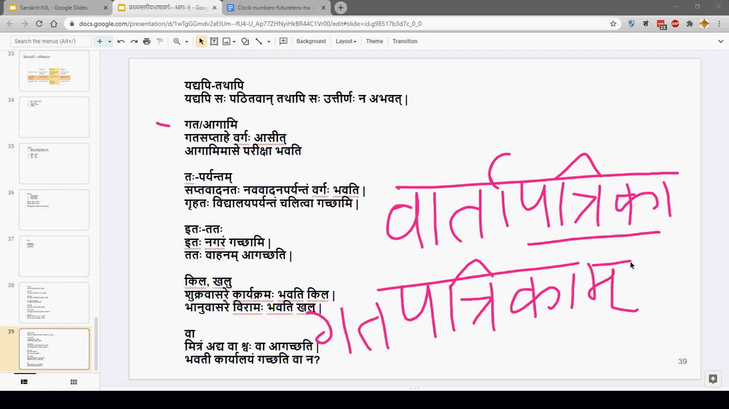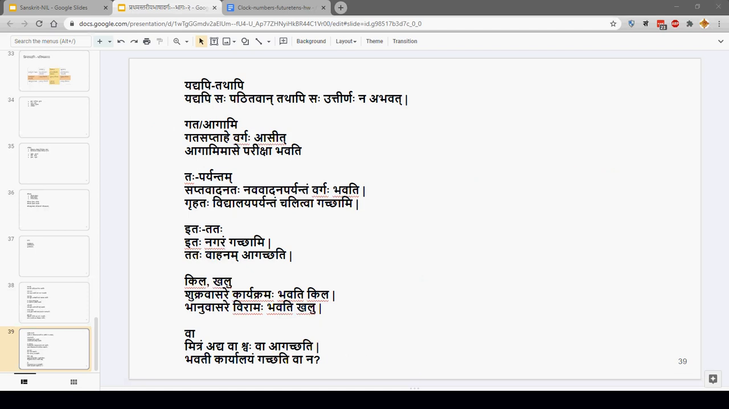Gatapatrikam becomes a Dvitiya because Patha is a transitive verb. So we are adding: you read the yesterday's or previous day's newspaper. Previous newspaper. This literally means previous newspaper. Gatapatrikam Pathatu. But if you want to say previous day's newspaper, so we'll say Bhavan Patrikam Pathatu, that is there. Patrikam Pathatu, this is just a simple sentence. You read the newspaper.